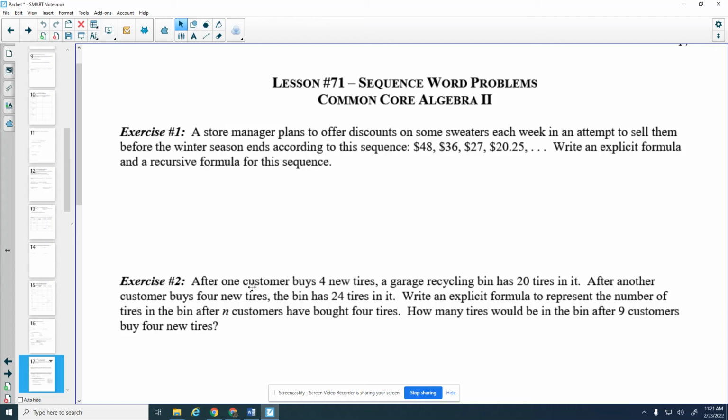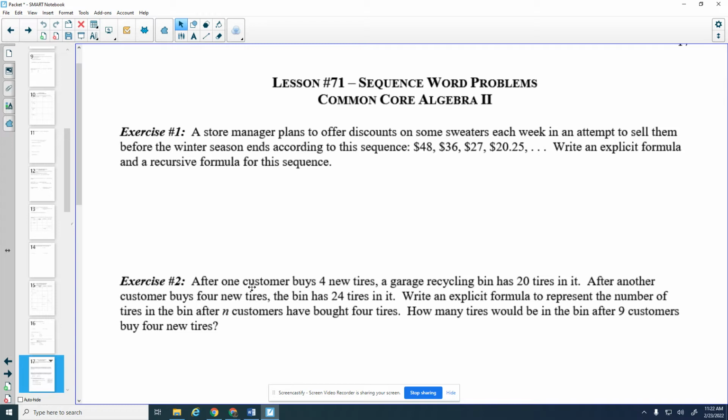So in this lesson, we're going to look at different ways we can do word problems with sequences. The first question says, a store manager plans to offer discounts on some sweaters each week in an attempt to sell them before the winter season ends according to this sequence: $48, $36, $27, $20.25. Write an explicit formula and a recursive formula for this sequence.